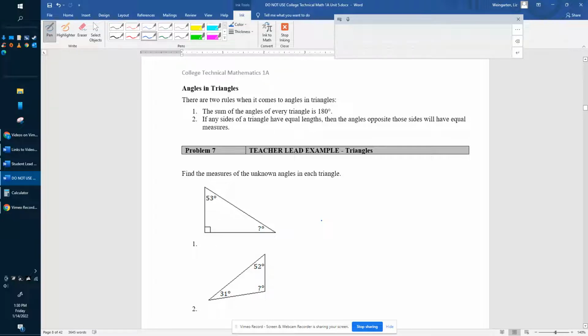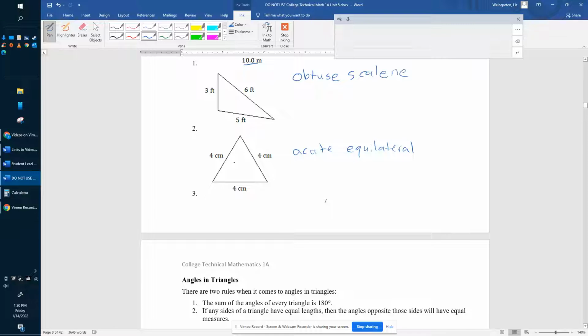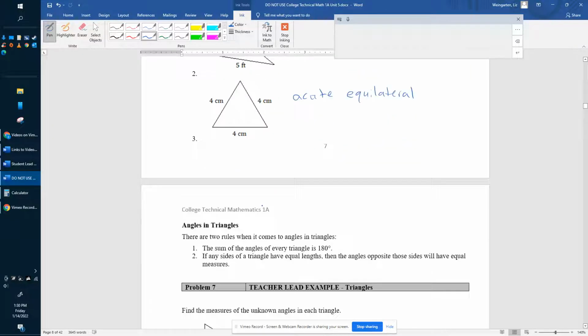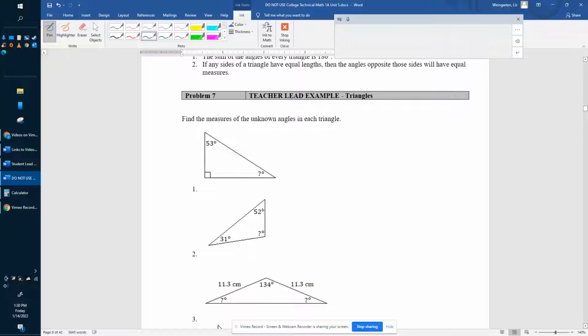So there are two rules when it comes to angles and triangles. One, the sum of the angles has to equal 180 degrees every time. Two, if any sides of a triangle have equal lengths, then the angles opposite those sides will also have equal measures. So we kind of understood that a bit in this equilateral triangle, because all of the sides are equal, all of the angles are probably equal as well. So let's look at this example.